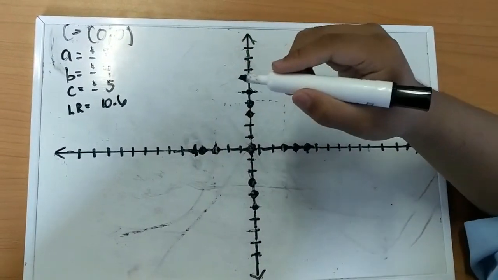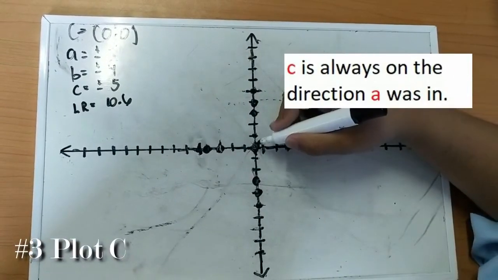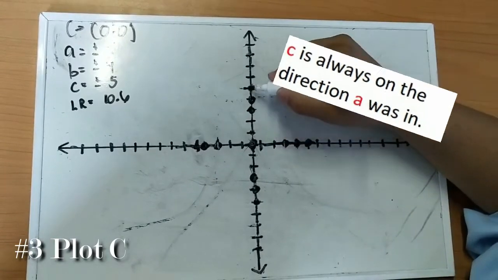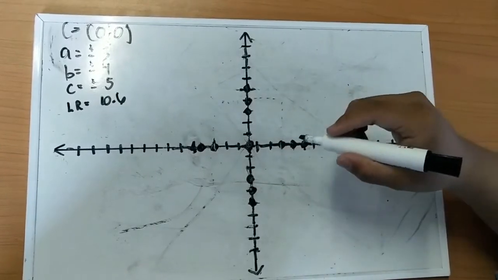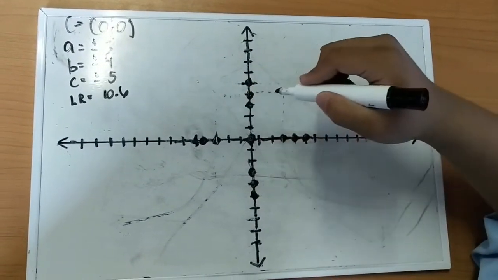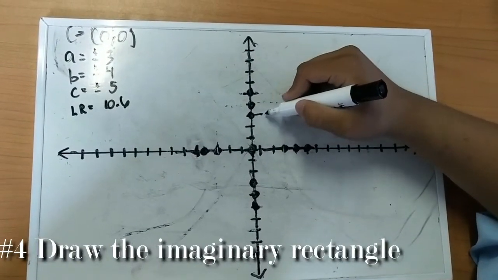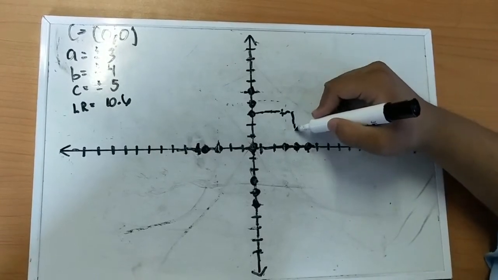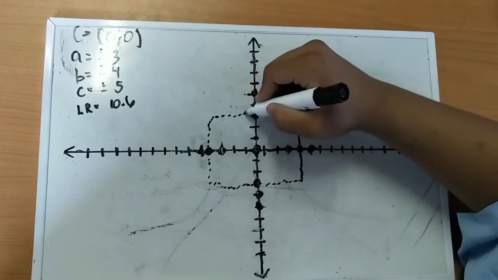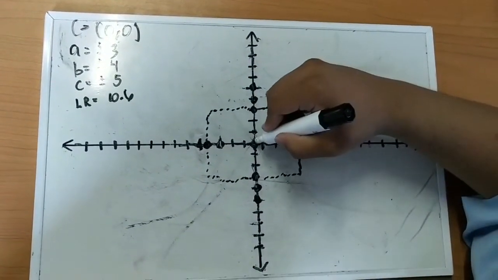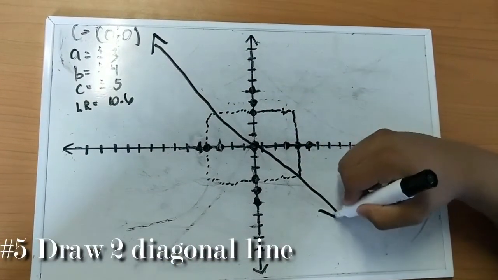Then the positive and negative 5. Also, you're going to plot it here. So we're going to count from the center. 1, 2, 3, 4, 5. 1, 2, 3, 4, 5. And then you need to draw the imaginary rectangle. And then you need to draw this in the edge of every side of the rectangle.